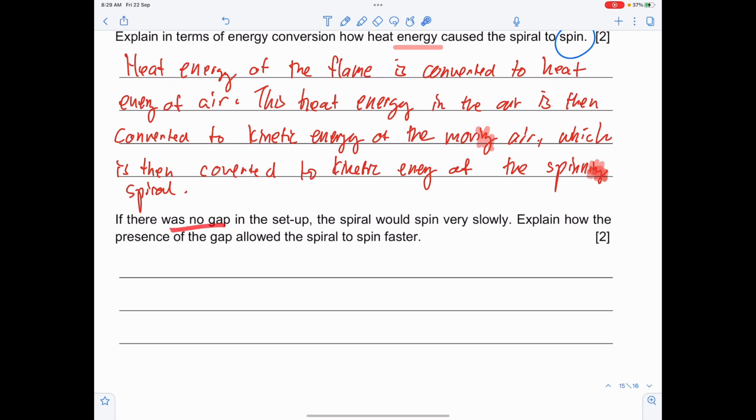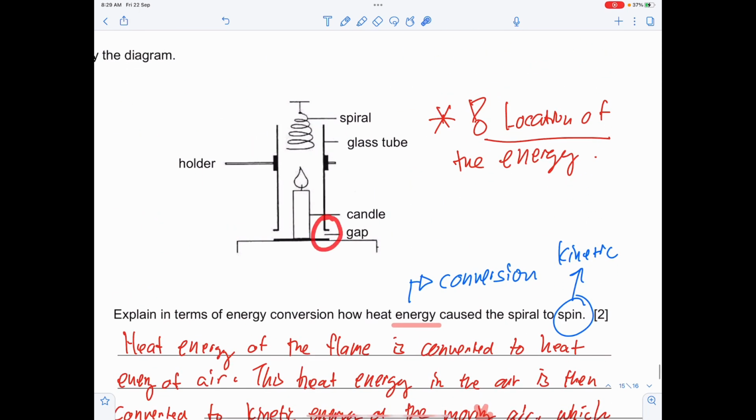If there's no gap in the setup, the spiral will spin very slowly. Explain how the gap allows the spiral to spin faster. So where's the gap we're talking about? Over here. Okay, so this gap actually allows more air to enter. So when more air enters, it gets heated up more, and then after that, the spiral will spin faster.